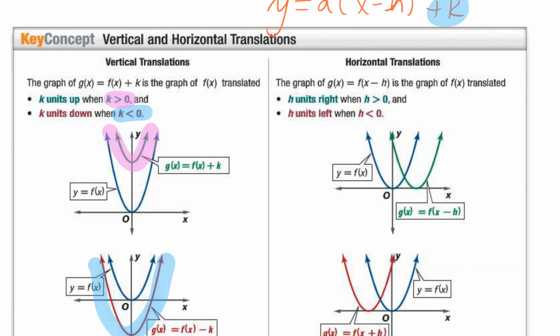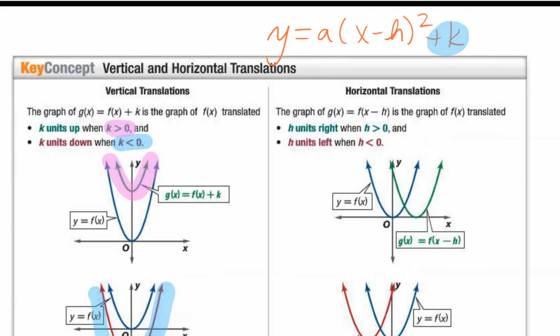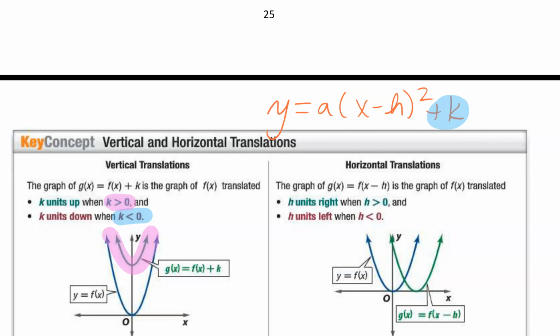Versus horizontal. So horizontal is your h. Okay, so this is vertical. This is your horizontal.